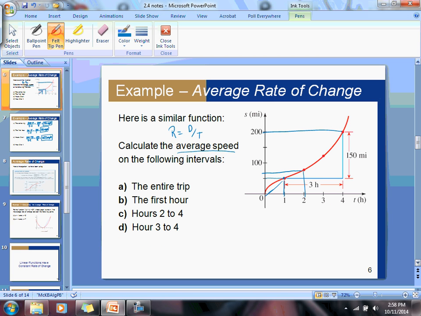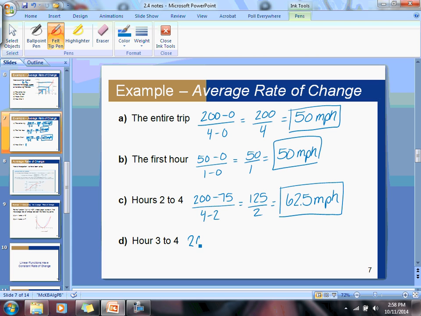All right, and then part D says that they want us to find the average speed for hours 3 to 4. So at hour 3, looks like we're at maybe 125 for our distance. And then to 4 again, we're going to be at 200. So we're going to take 200 minus the 125 over 4 minus 3. So that means we went a total of 75 miles in that 1 hour, so 75 miles per hour.